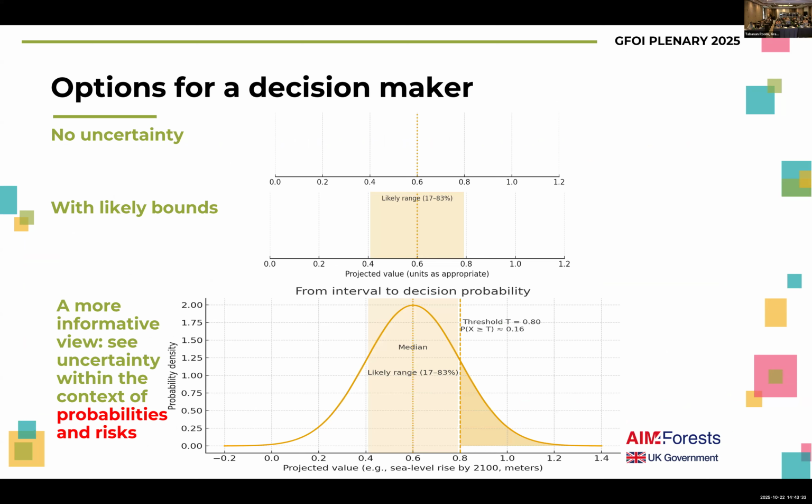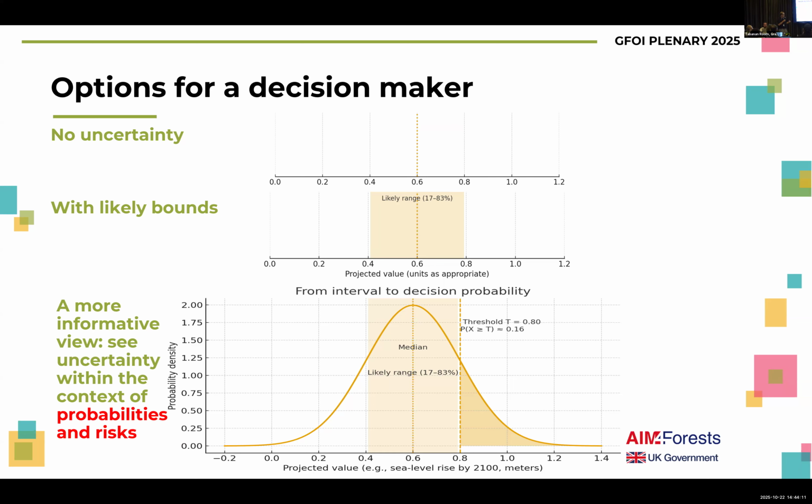So we basically have the typical two options with our result when we don't provide uncertainty to a decision maker. We just provide a single value, 0.6 in this case, 0.6 meters of sea level rise. Then we can provide the decision maker the most popular option in the previous poll, our central value with a sort of likely range. But what I want to argue here today is that there is another way that might be potentially more informative to the decision maker.